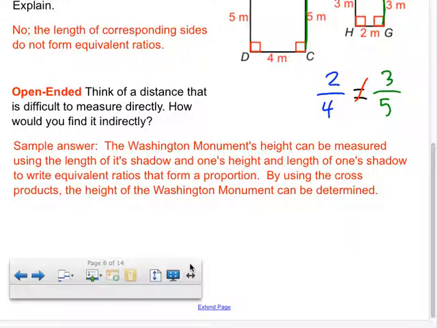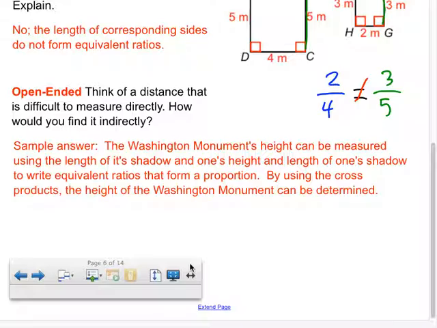Think of a distance that is difficult to measure directly. How would you find it indirectly? My example was the Washington Monument. You guys know what the Washington Monument is, right? It's that big, tall thing in D.C. that the elevator always gets stuck in, and if you ever ride in the elevator, you probably have nightmares about getting stuck in that thing, because I'm sure the stairs would get you really tired. They do, as an emergency. I'm pretty sure they have an emergency exit that's a stairway. And that's a lot of stairs.